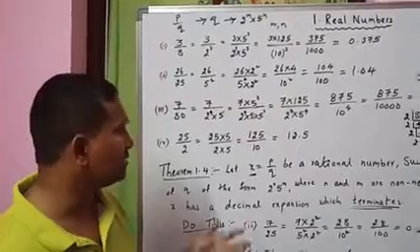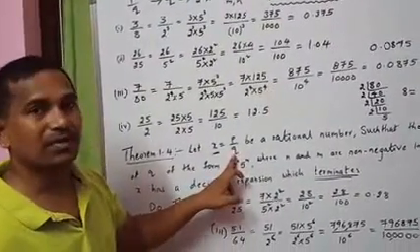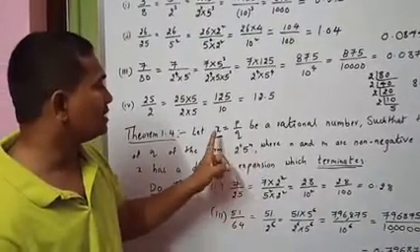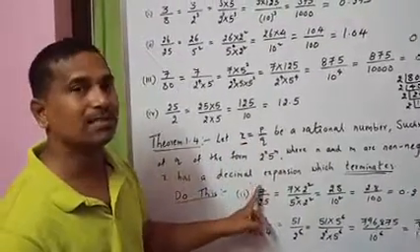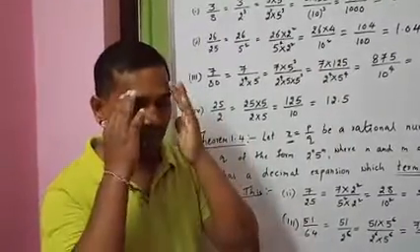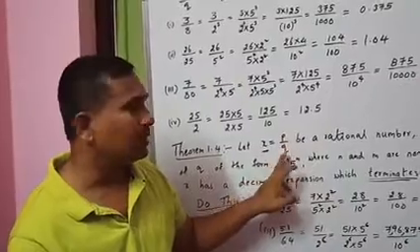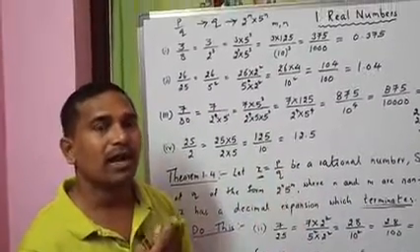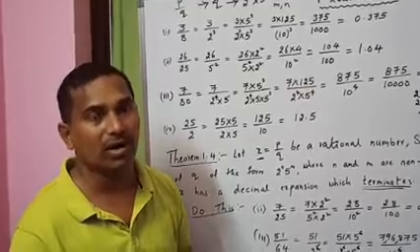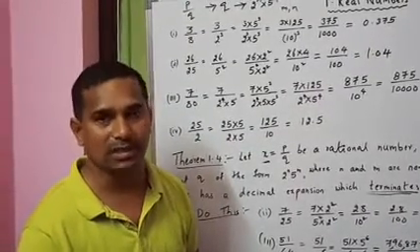That is the converse. Converse means p by q is a rational number, and if q is prime factorized and is in the form of 2 power m, 5 power n, then this x has a decimal expansion which terminates. So keep in mind that when q in p by q can be written as 2 power n, or 5 power n, or 2 power n into 5 power m, then that rational number has a decimal expansion which terminates.